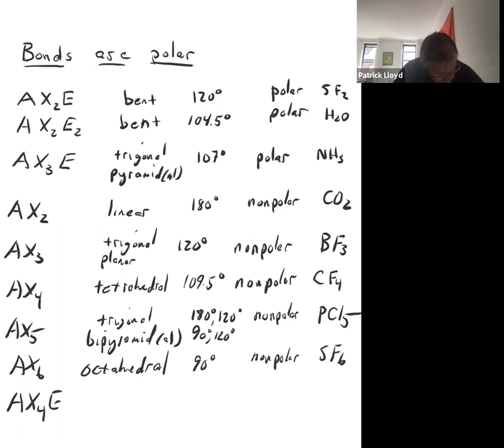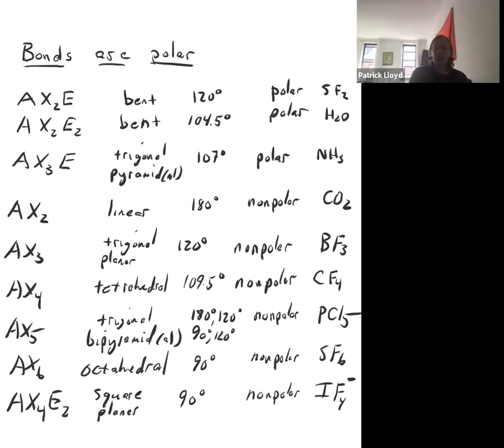And then there was one more I did, which was AX4E2. That one was what I called square planar, right? That was the cisplatin, 90 degrees, nonpolar. So that was your IF4 minus. Okay, so take a look at that.